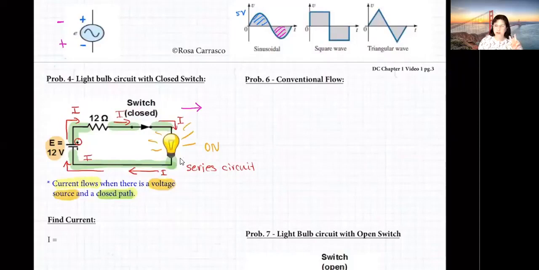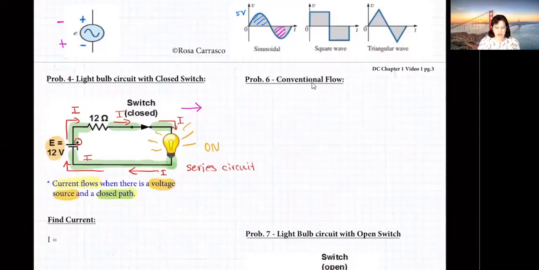So what are the two things you need to know? Because this will be on the quiz. In order for current to flow in a circuit, what are the first thing and second thing? A voltage source and a closed path. There you go. This is my voltage source. This is my closed path. My current flows from the positive side to the negative side of the voltage source.